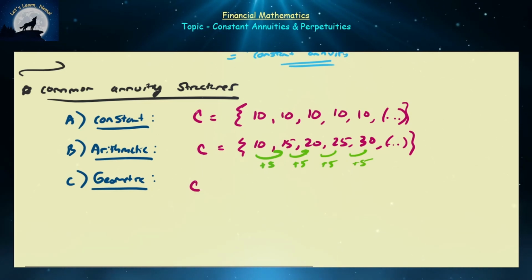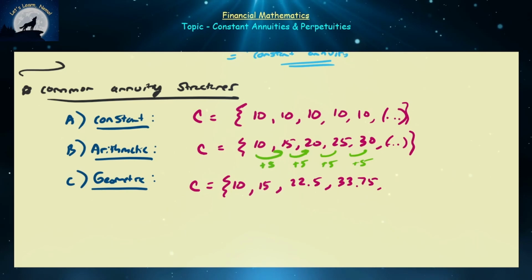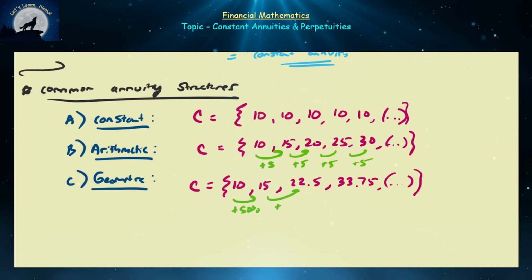And if you have a sequence, for example, let's assume it starts at 10, and then it goes to 15, and then it goes to 22.5, and then 33.75, and potentially onwards. So you might be thinking, well, what exactly is going on here? That's an increase of 50%, an increase of 50%, an increase of 50%, right?